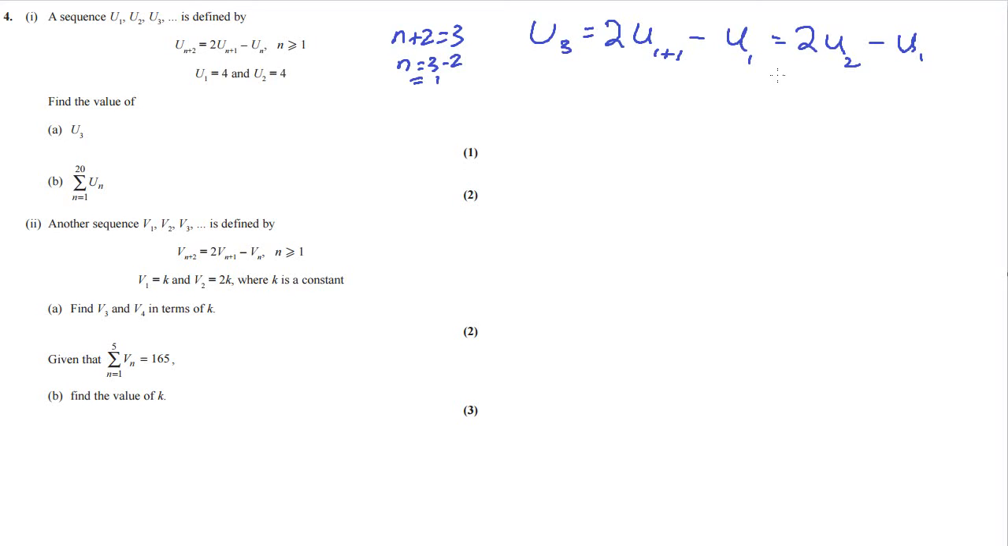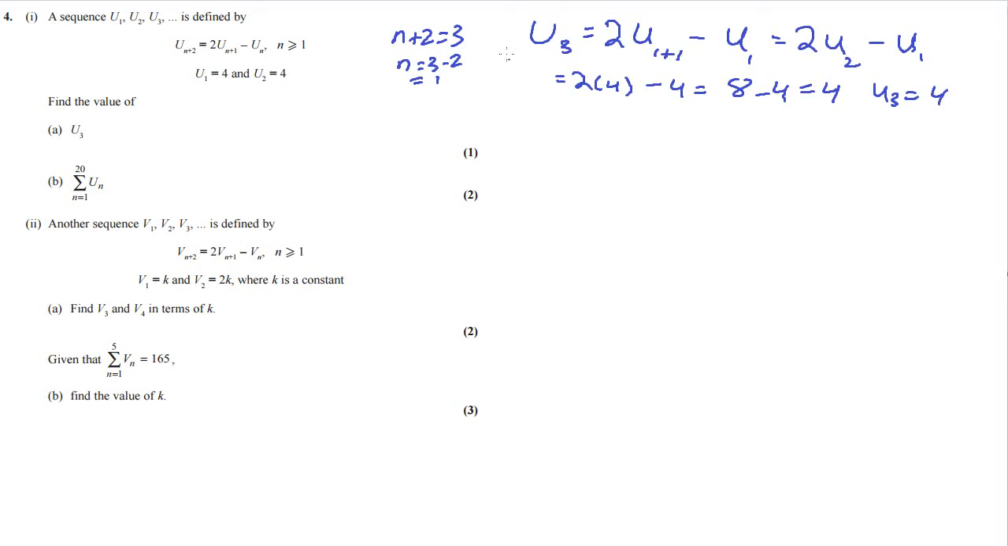Now this effectively means that u1 and u2 are given to us. So let's put them here. We get 2 times u2. u2 is 4, so I'll get 2 times 4 minus u1, which is also 4. So this is 4 times 2 is 8, minus 4. This should equal 4. So basically u3 is also equal to 4. That should be our answer.